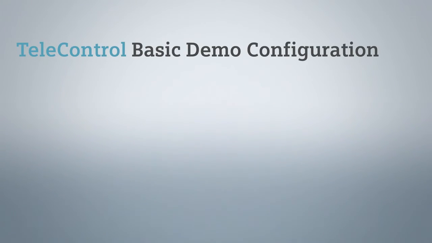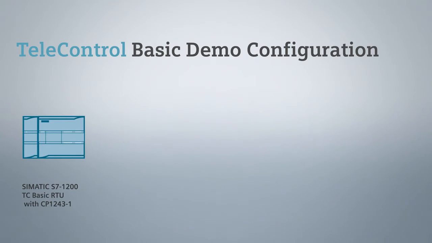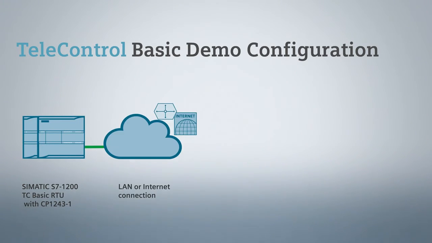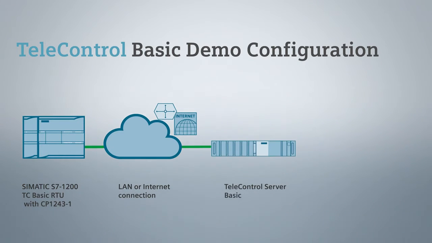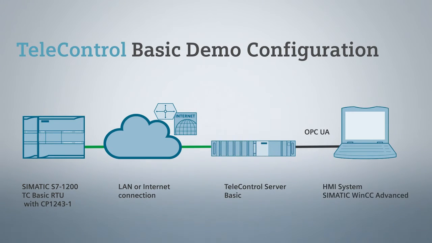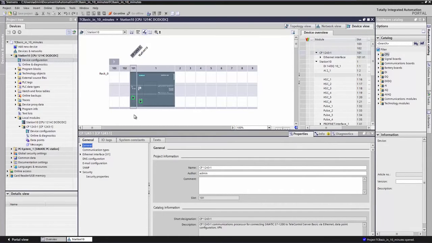Our demo configuration consists of a SIMATIC S7-1200 with WAN CP1243-1. The CP is coupled to the TeleControl server basic via a LAN or internet connection. The TeleControl server basic can then transmit the data via OPC communication to an HMI system such as WinCC Advanced for visualization. Our station has already been created. It consists of an S7-1200 and a CP1243-1.